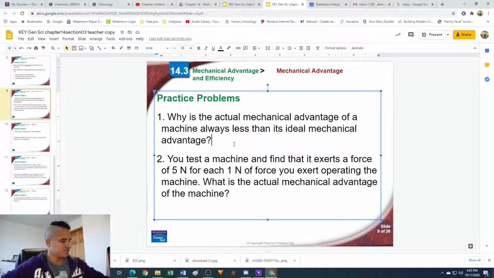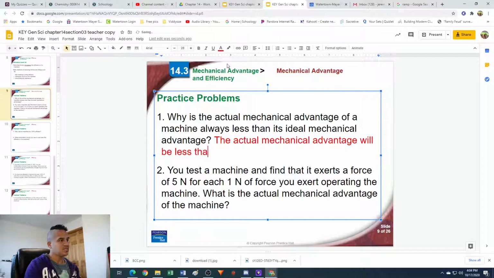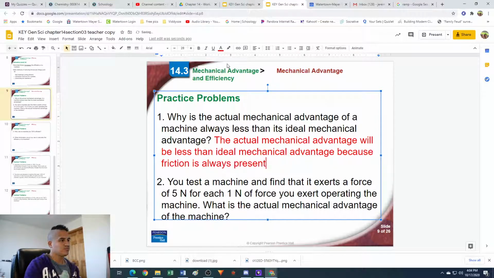its ideal mechanical advantage? So remember that whenever we are doing something with a machine, friction is always going to be present. So the actual mechanical advantage of a machine has to take into account that there is friction, and the ideal mechanical advantage basically ignores friction. So you're always going to have less actual mechanical advantage because friction is always present. Okay, so we can say the actual mechanical advantage will be less than ideal mechanical advantage because friction is always present.